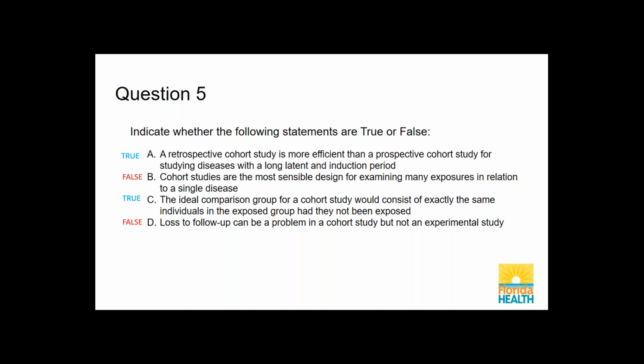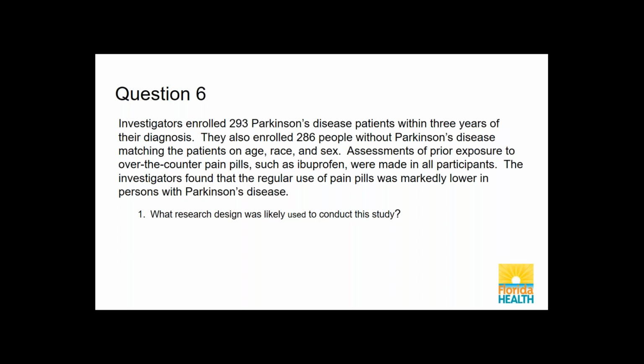Okay. Question six. Investigators enrolled 293 Parkinson's disease patients within 3 years of their diagnosis. They also enrolled 286 people without Parkinson's disease, matching the patients on age, race, and sex. Assessments of prior exposure to over-the-counter pain pills, such as ibuprofen, were made in all participants. The investigators found that the regular use of pain pills was markedly lower in persons with Parkinson's disease. What research design was likely used to conduct the study?